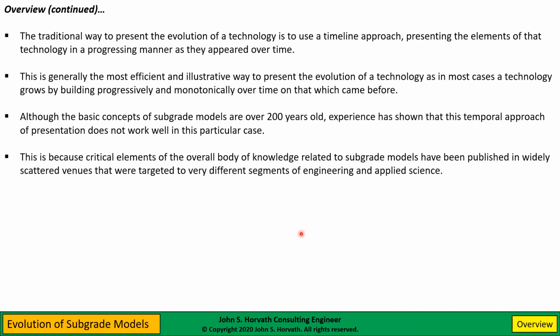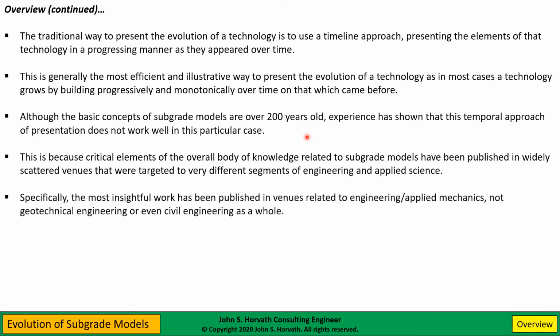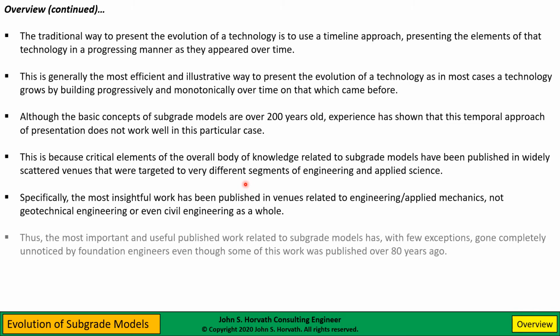And that's really because in the case of subgrade models, the body of knowledge has appeared in very widely scattered venues. They've appeared in papers and in research reports in the applied sciences that civil engineers don't read, for example. So it's really been a technology transfer problem. Material related to subgrade models has appeared in a very wide variety of venues, and realistically, no one person can, in real time, read all of these things.